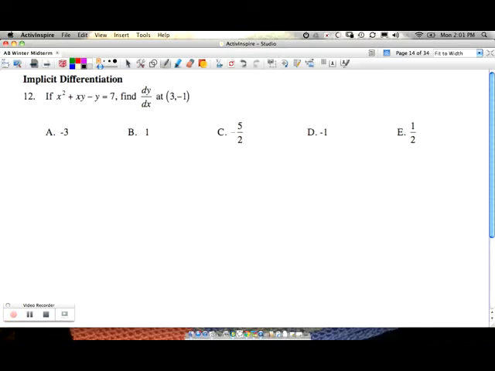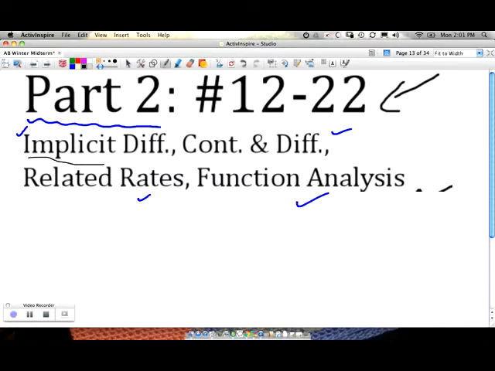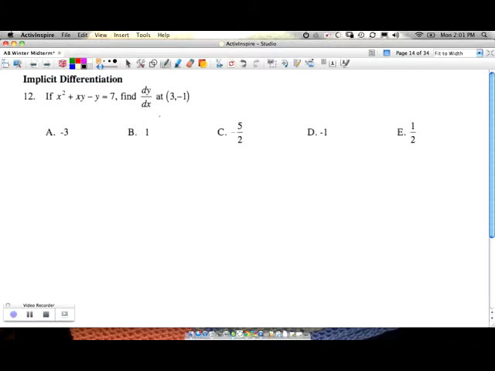So let's go ahead and get started. We're looking at part 2 here. Just to review, the things that we're going to be seeing are implicit differentiation, continuity, differentials, related rates, and a tiny bit of function analysis that's coming into the second half of this video, but I'm going to focus mostly on the first three. So the first thing, implicit differentiation.